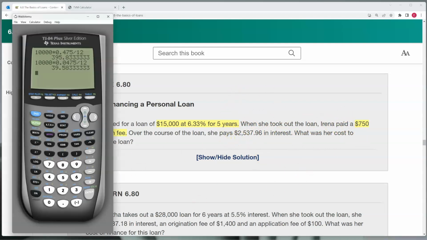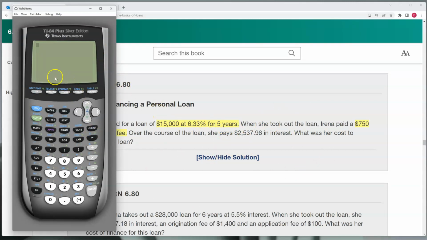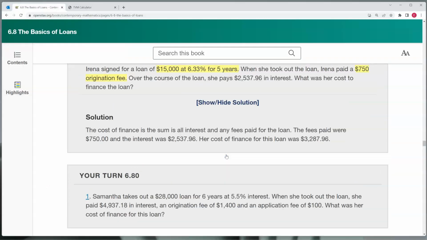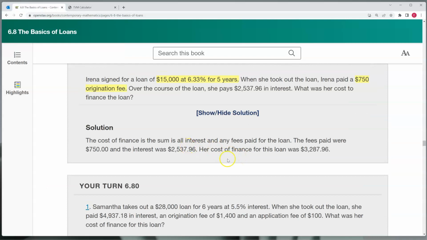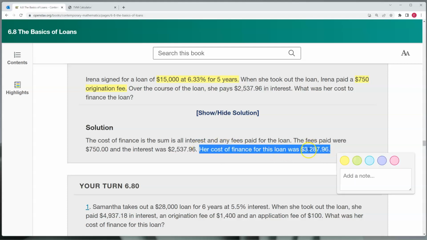So let's look at it this way. She took out $15,000. She had to pay $750 in origination fees, and it told us she paid $2,037.96 in total interest. So by the end of the 5 years, she's paid $18,287.96 in total for the loan. Now, it says her cost to finance this loan was $3,287.96.